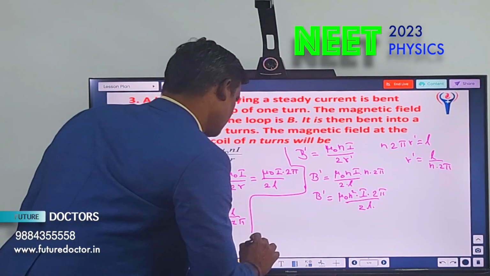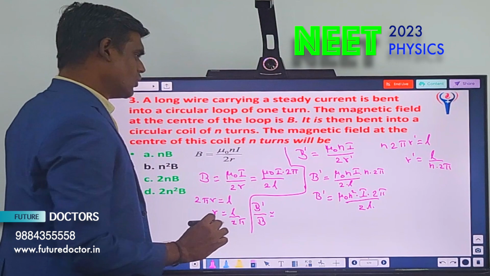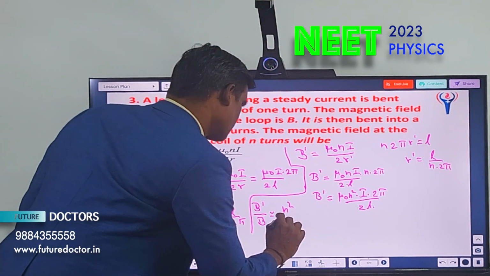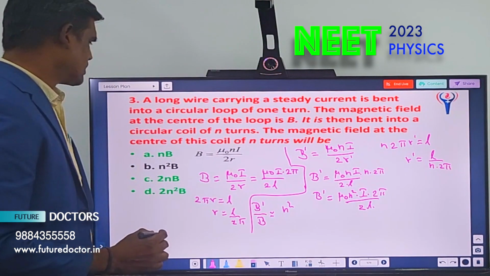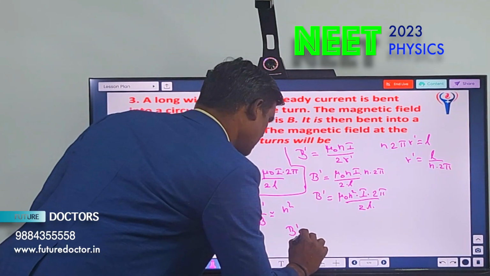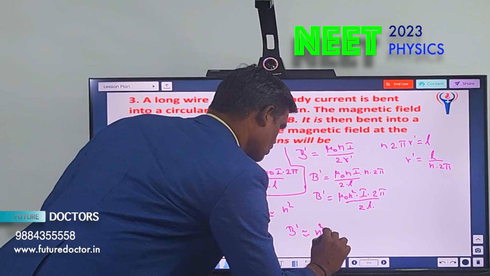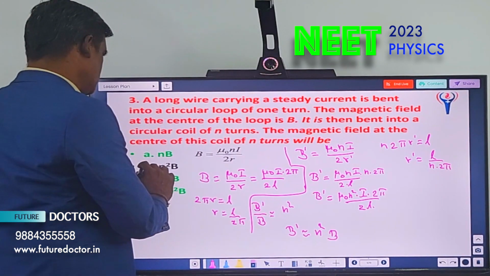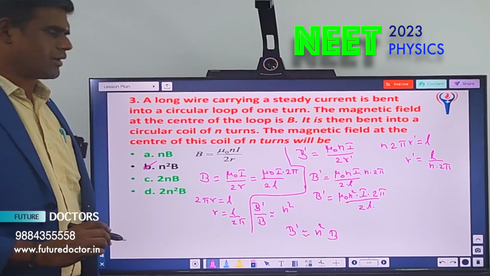B dash by B. Then you will get N square and all the things will be getting cancelled. So B dash equal to N square. Then B dash by B equal to N square. B dash equal to N square B. That is option B. Option B is the correct answer.